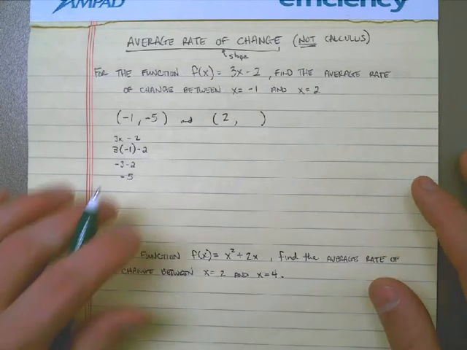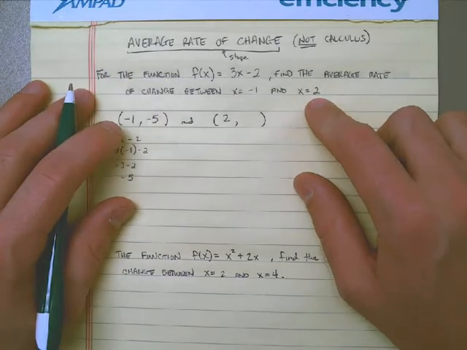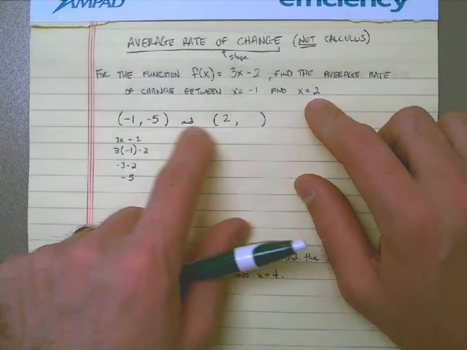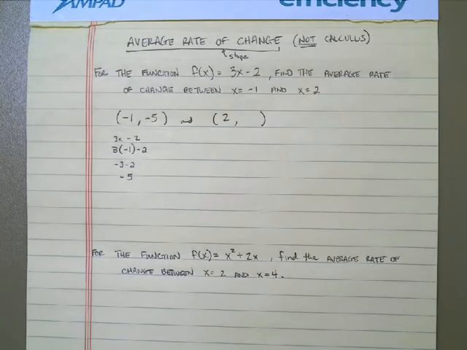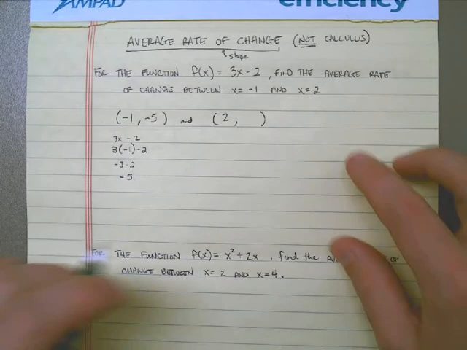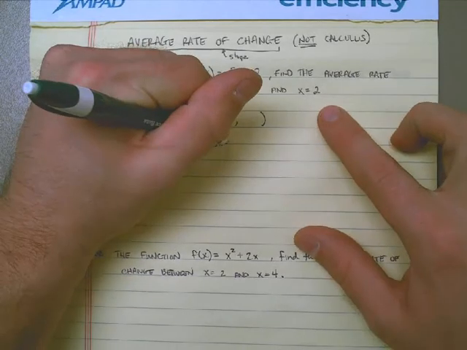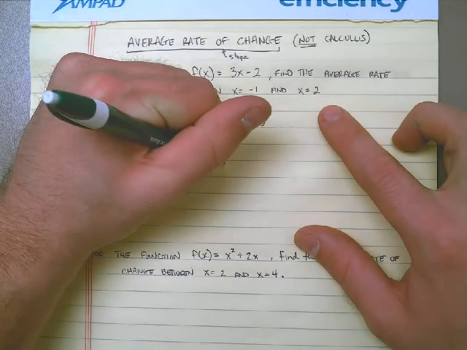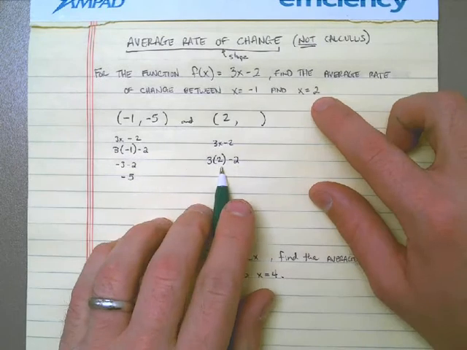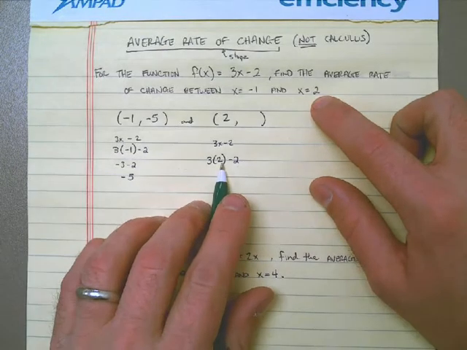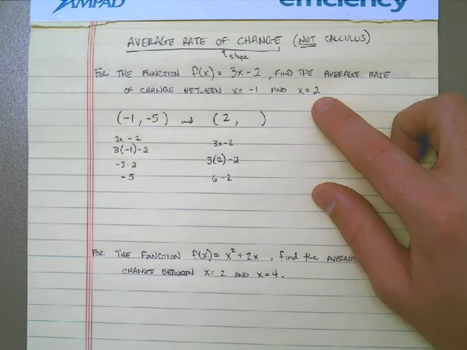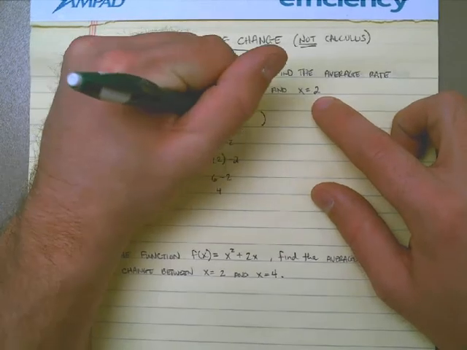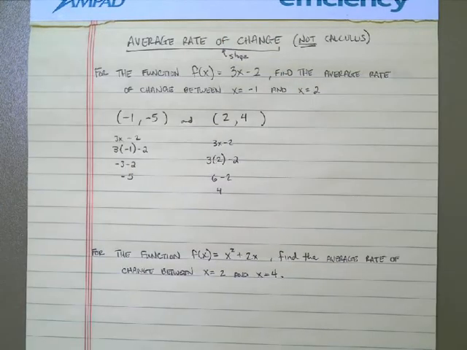Now I'm going to go do the same thing. The second x coordinate they want me to find the slope between is 2. So if I go through, and the equation is 3x minus 2, if I replace the x with a 2, then I get this. 3 times 2 is 6, so I really have 6 minus 2, and 6 minus 2 is 4. So the second point that I'm trying to find is 2, 4.